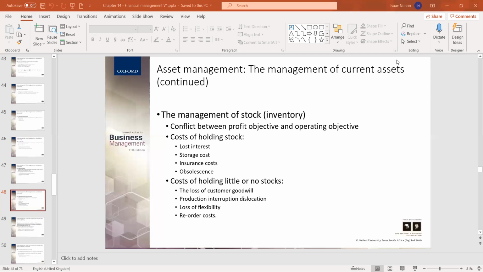We can also talk about the reorder cost. With reorder costs, we are saying that a company existing on little or no stock will be forced to place a large number of small orders with short intervals between each of them. Each order gives rise to a cost, and this adds up to a greater cost to the business.